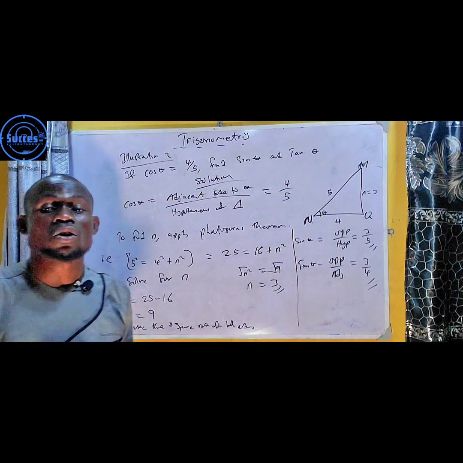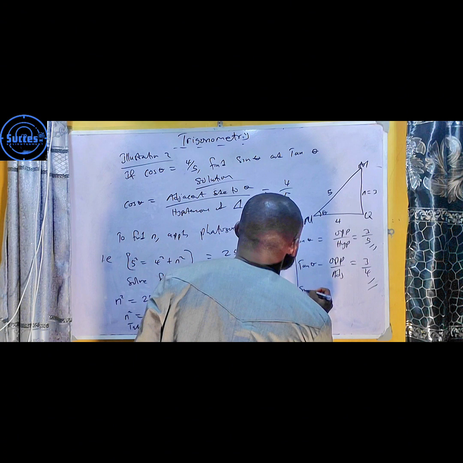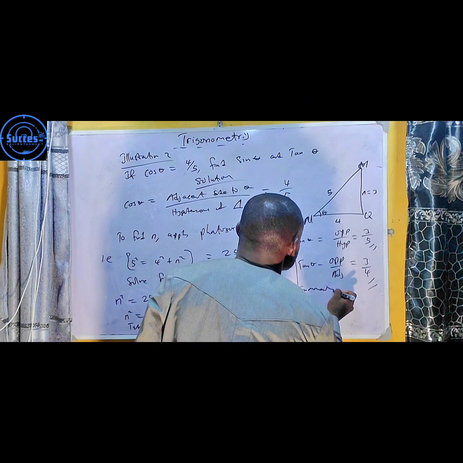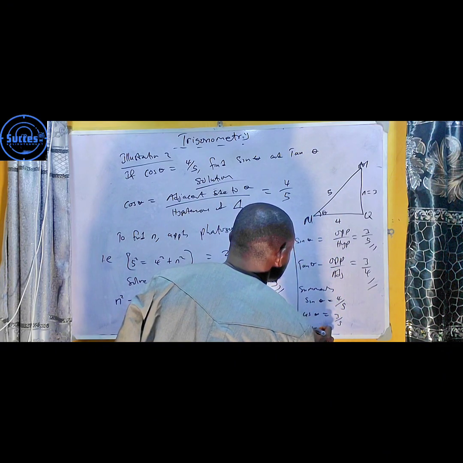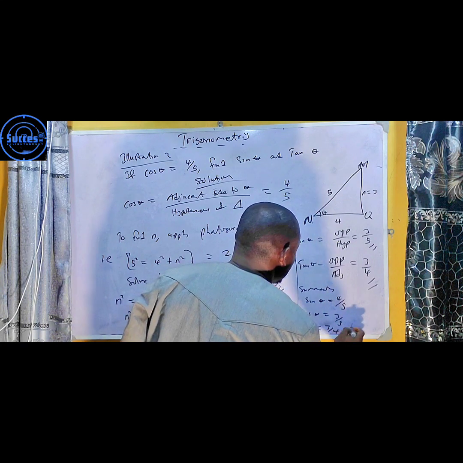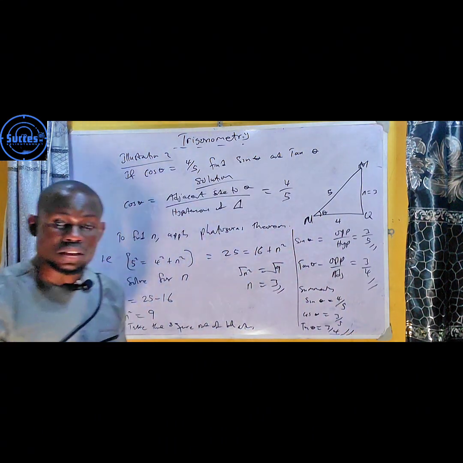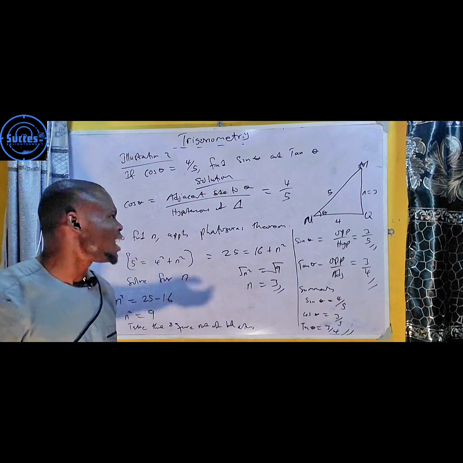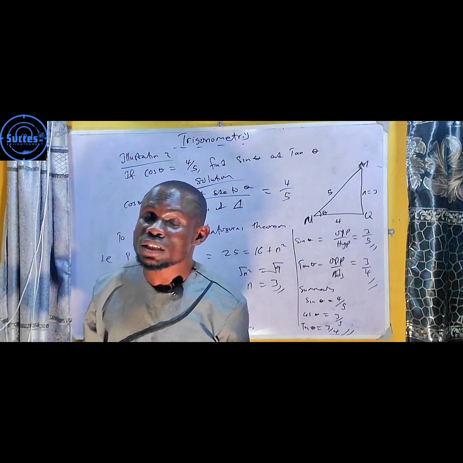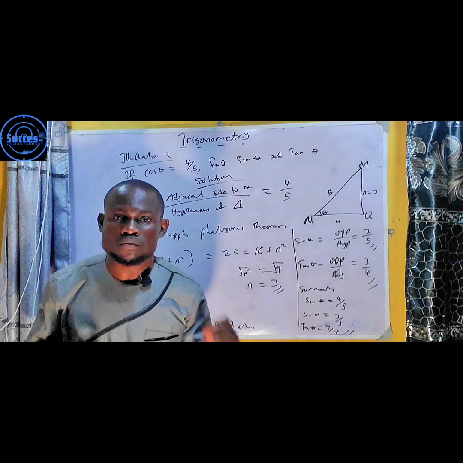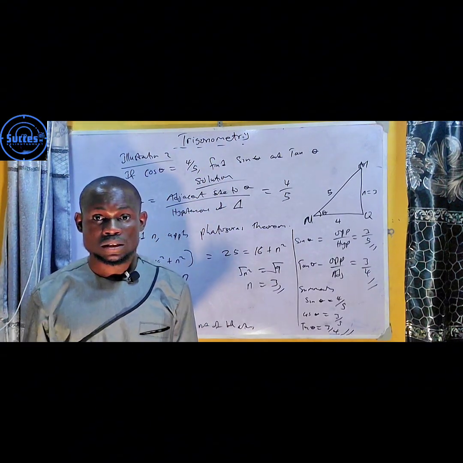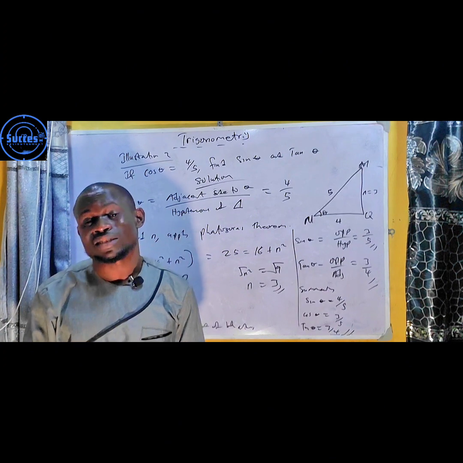And by this you are done with it. So summarily, sin theta equals to 4/5, cos theta equals to 3/5, and tan theta equals to 3/4. So you are done with this question. See, simple. Less than 4 minutes, you're done with it. All right. Let's see if you can solve one more, then we call it the end as far as this is concerned.